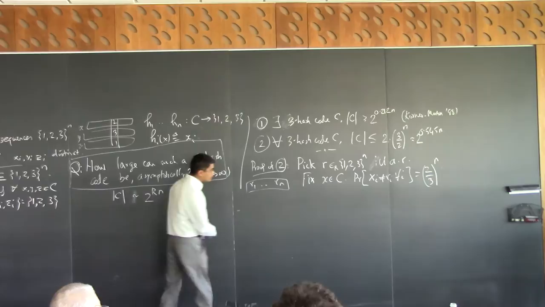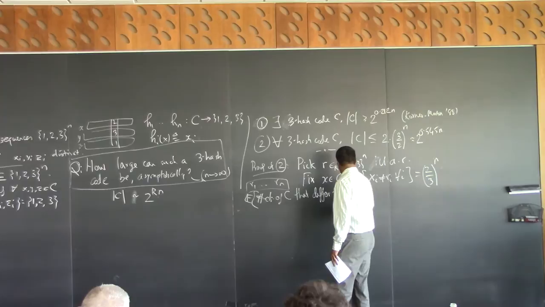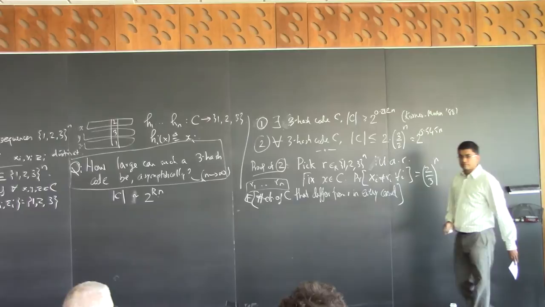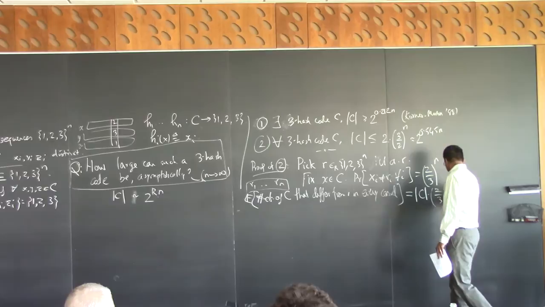So because of this, you can ask, what is the expected number of elements of C that differ from R in every coordinate? Okay, good old linearity of expectation. Each point differs from R in every coordinate with this probability. So the expectation is exactly equal to the size of C times 2/3 to the n.